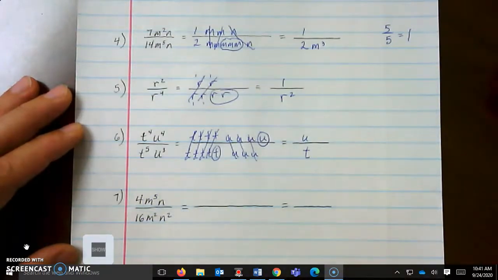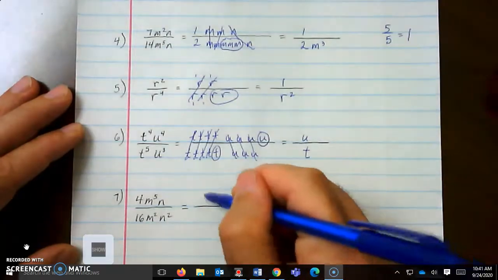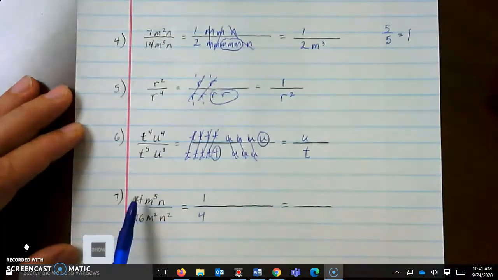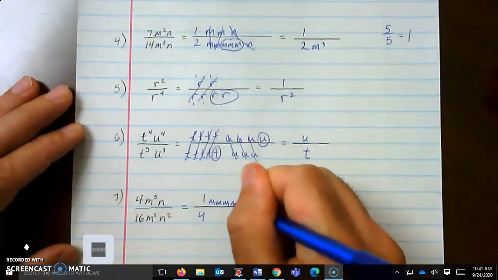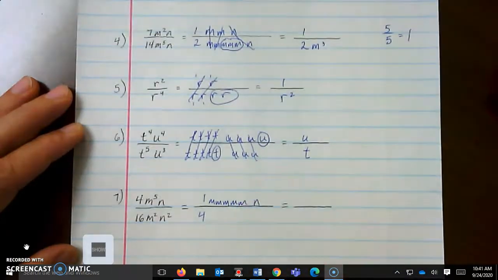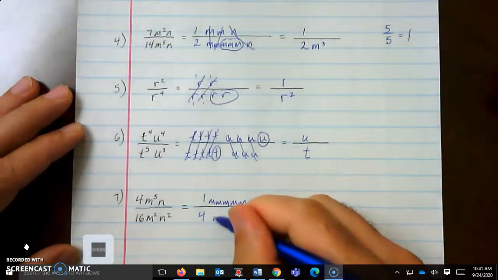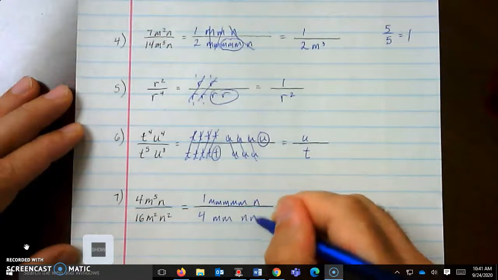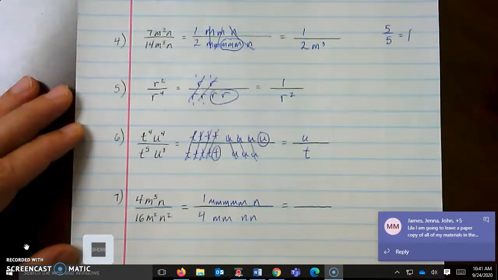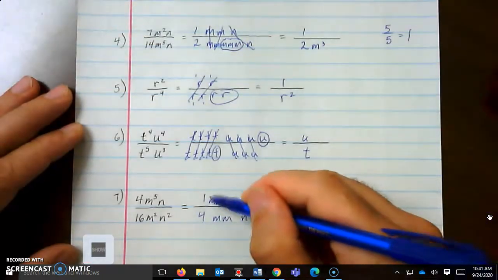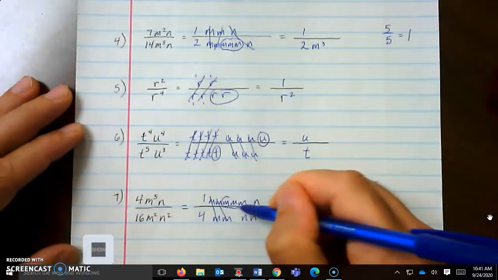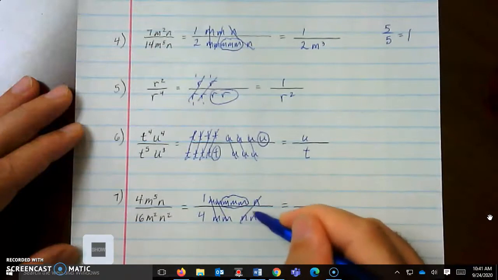Okay, and last one. 4/16 reduces to 1/4. Okay, 4 goes into 4 one time, into 16 4 times. Write out my M's. 2, 3, 4, 5, and an N. Expand my denominator. They're both second powers. Okay, M. Looks like 3 M's and 1 N.